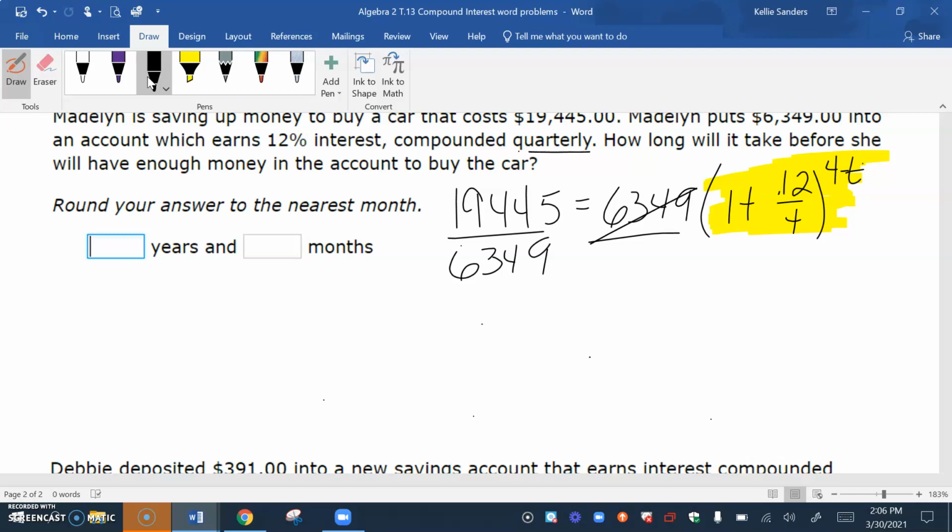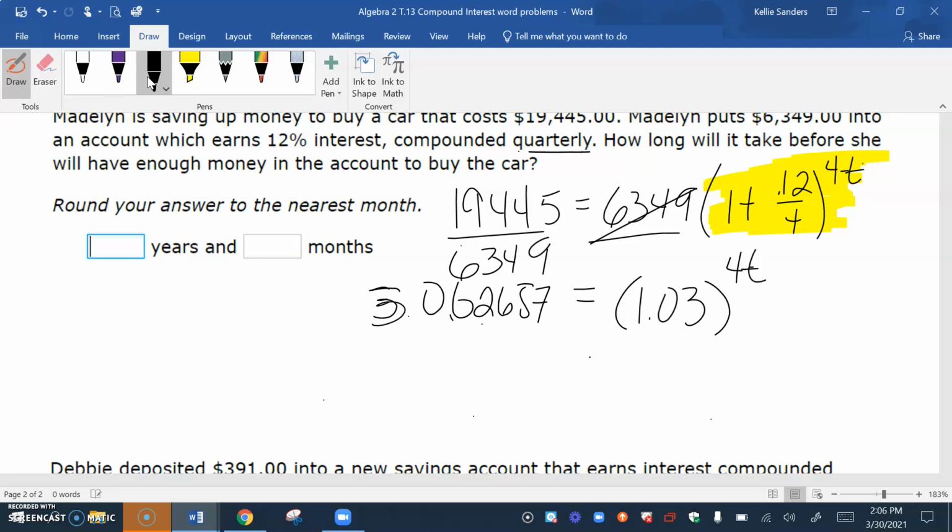So I'm going to do the yellow first, and just the 1 plus 0.12 over 4. That's 1.03. To the 4t. Now I'm going to put 19,445 divided by 6349 into the calculator, and I'm going to get 3.062687.